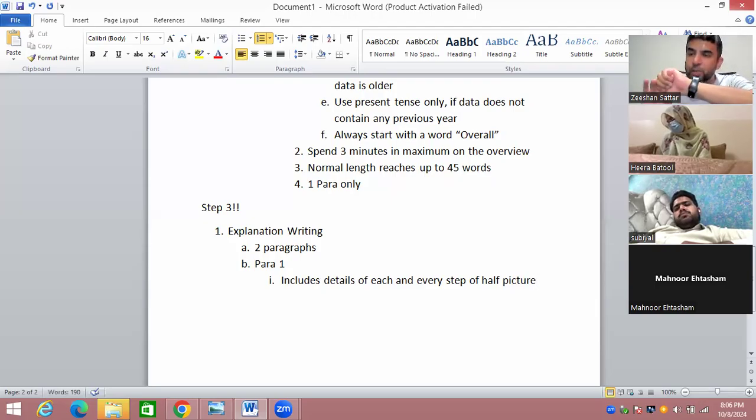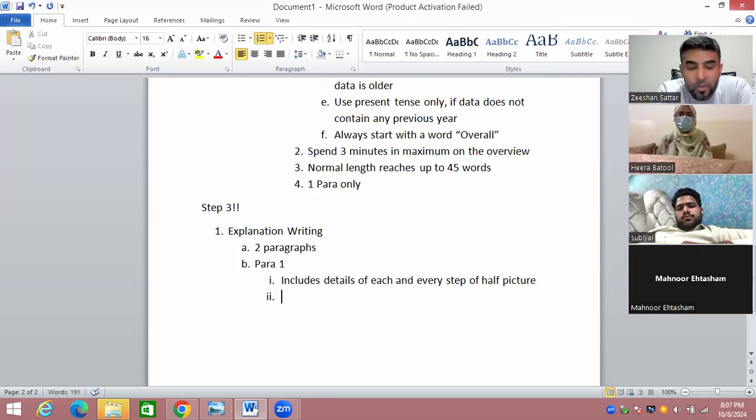2 variables are explained in paragraph number 1 of the explanation. 2 are explained in paragraph number 2. If there are 3 variables, 2 we explain in the first paragraph, 1 in the second. If there are 5 variables, 3 we explain in the first paragraph, 2 in the second. So there are 2 paragraphs of the explanation. Paragraph 1 includes detail of each and every step of half of the picture.